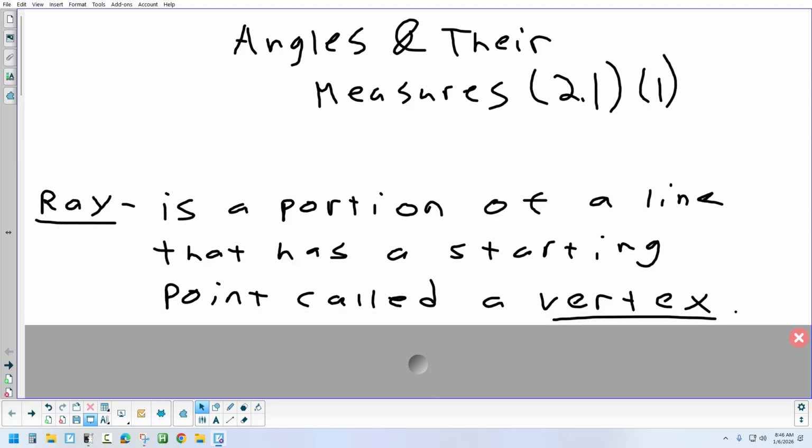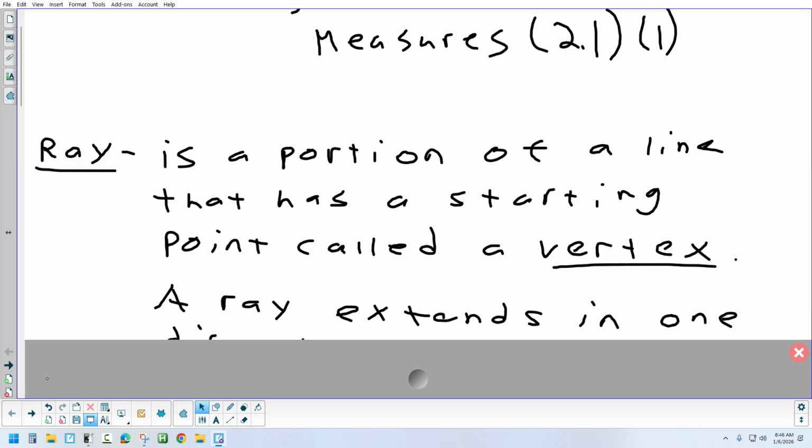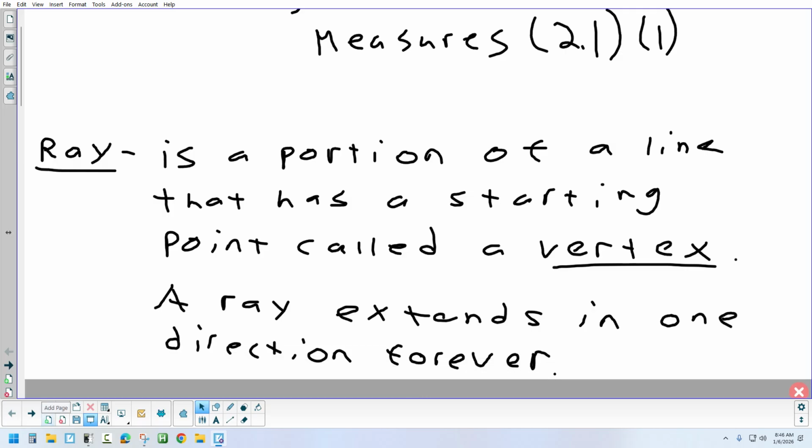All right, so before we talk about an angle, we're going to talk about what makes up an angle. An angle is made up of two rays that have what we call a common starting point. That's a vertex. So this is what a ray looks like. It's just a single ray. That's not an angle, just a ray. It extends in one direction forever. But then when you put another ray with the same vertex, same starting point, now you've created an angle. So when we draw an angle by itself, that's what it looks like. It's two rays.